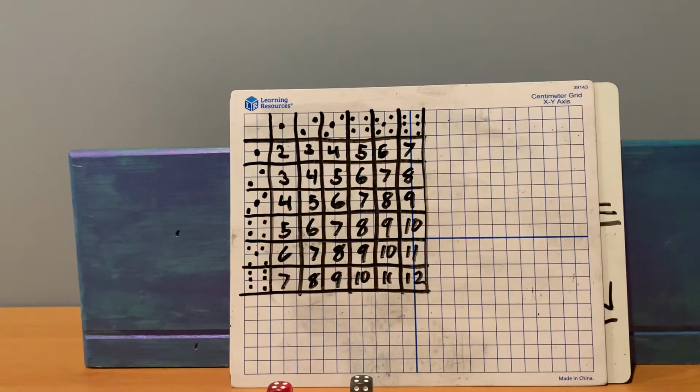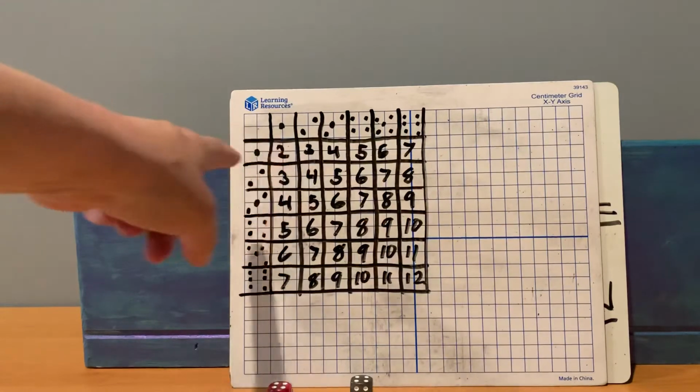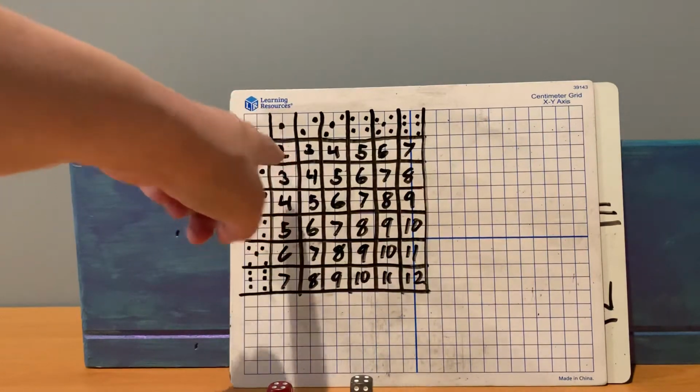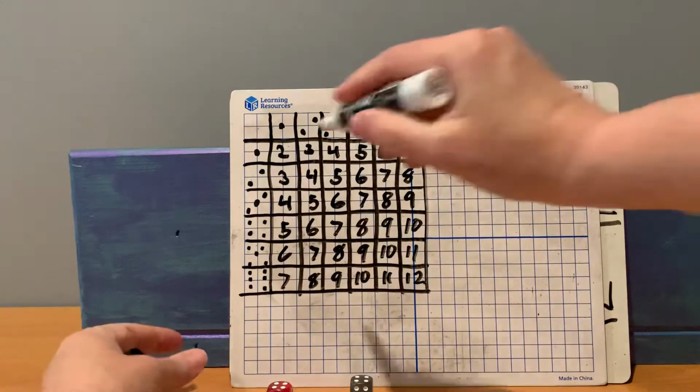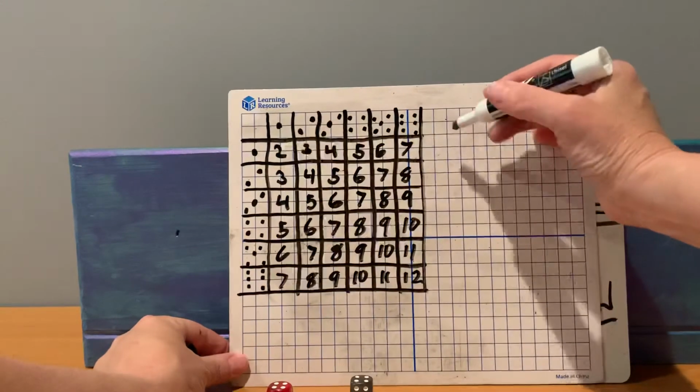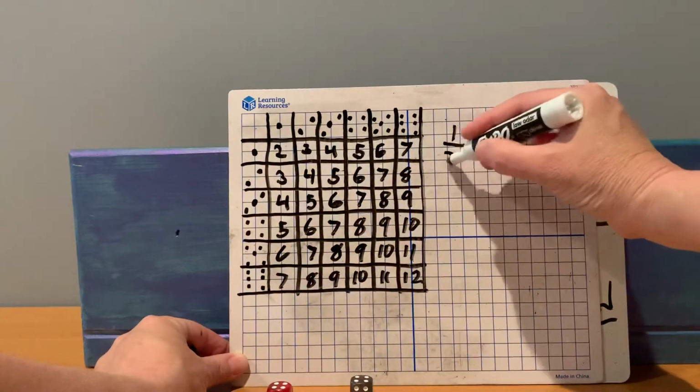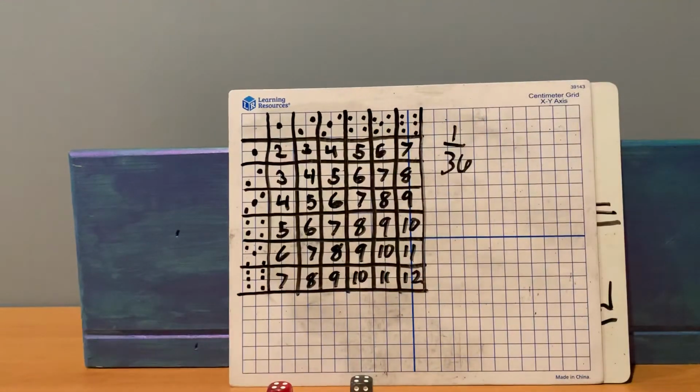Only one of the results is a 2. So if I roll the dice, there's only 1 2 on this chart. And only one of the results down here is a 12. So the probability of rolling a 2 is 1 in 36. So we see there's 36 and there's only 1 2 in there. So there is a 1 in 36 probability of rolling a 2. And there's a 1 in 36 probability of rolling a 12.